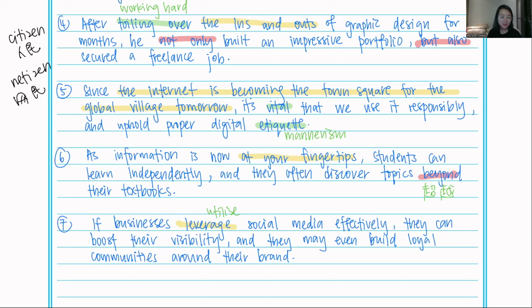Okay. Like number seven. If businesses leverage social media effectively, they can boost their visibility and they may even build loyal communities around their brand. Perfect. So 你看很多网红 build 了他的 community over, then 过后他再开店，是不是好像很厉害一下子? Okay, to use social media effectively.